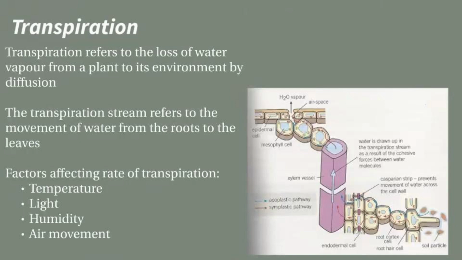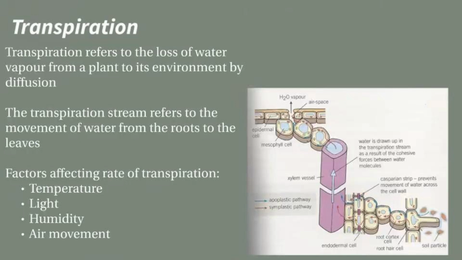There are some factors that increase the rate of transpiration. So factors that affect the rate of diffusion will also affect the rate of transpiration, for example, temperature and air movement. So the higher the temperature, the faster the rate of transpiration, and also the more air movement there is, the quicker the transpiration will be.